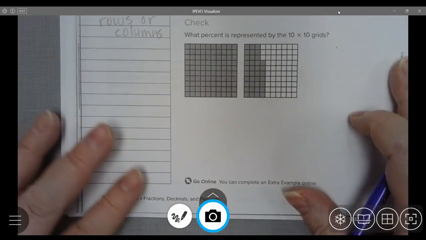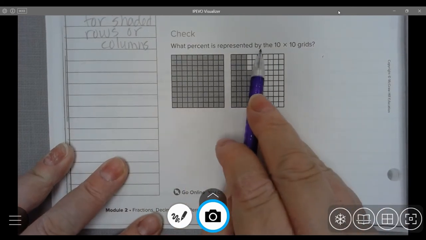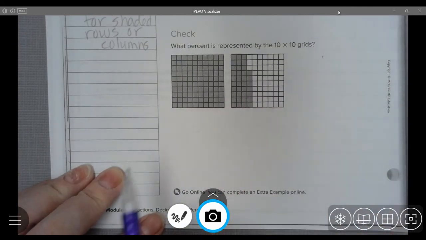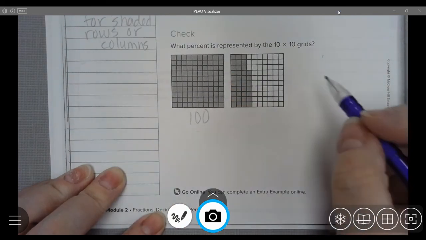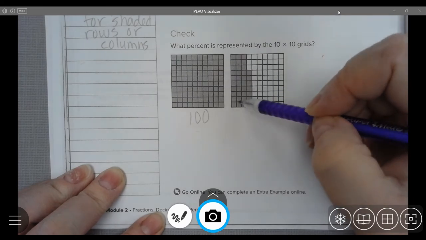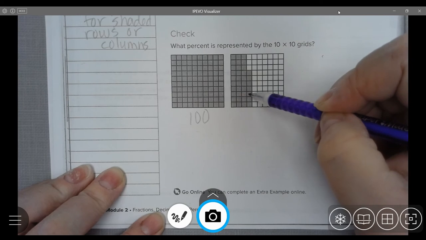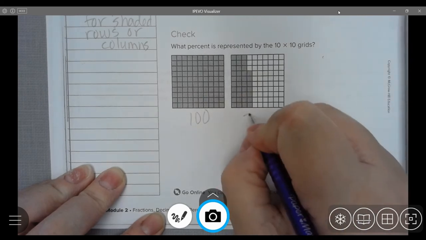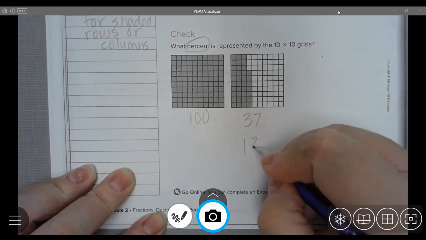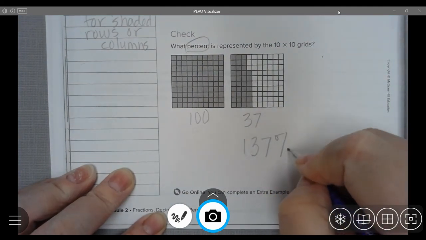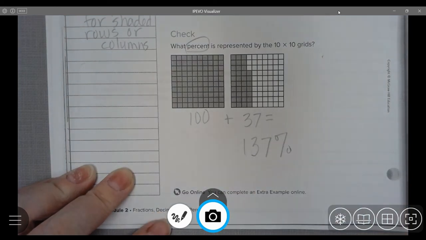Let's go on to the bottom part. Check. What percent is represented by these 10 by 10 grids? So we know here this is 100, and then we have 10, 20, 30, 31, 32, 33, 34, 35, 36, 37. So the percent that I am looking for would be 137%. I would add those together and create a percent.